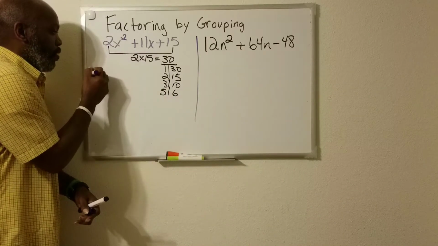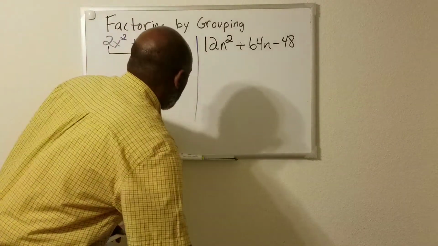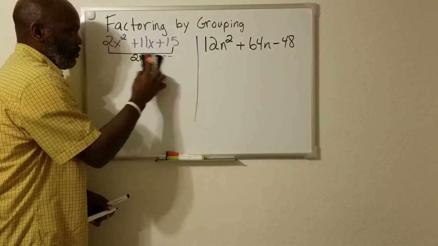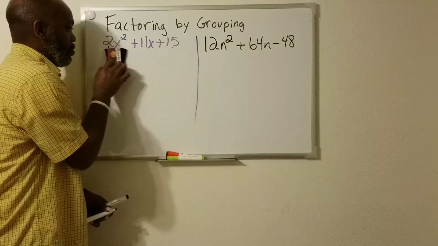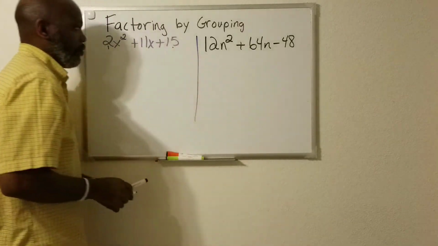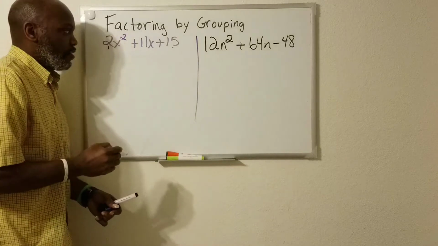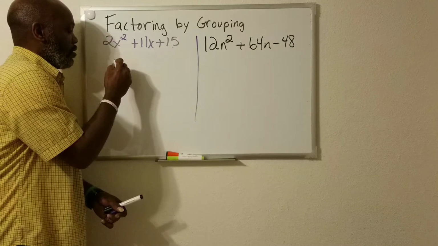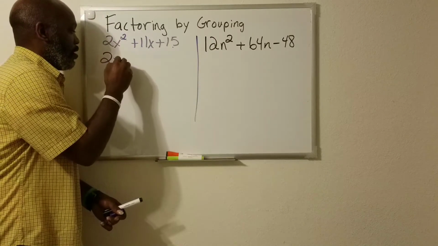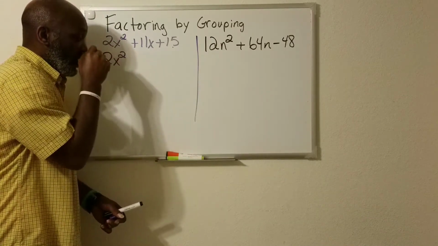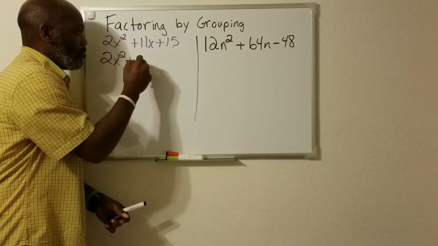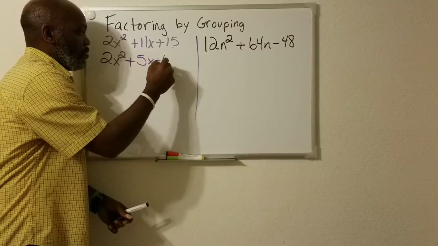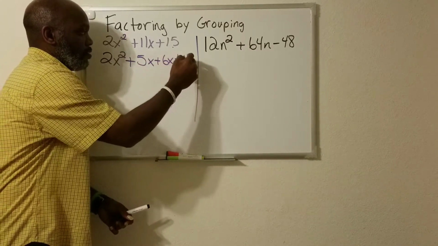So we're going to rewrite the equation. I'm going to erase this for space. If you need that information, just go back or rewind it. So we have 2x squared, and with 5 and 6, it's going to be plus 5x plus 6x plus 15.